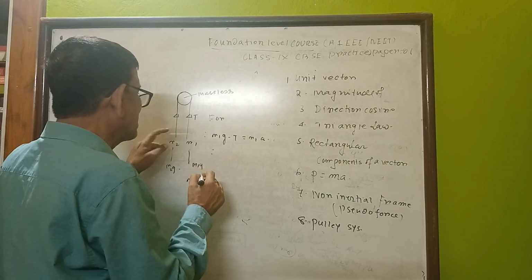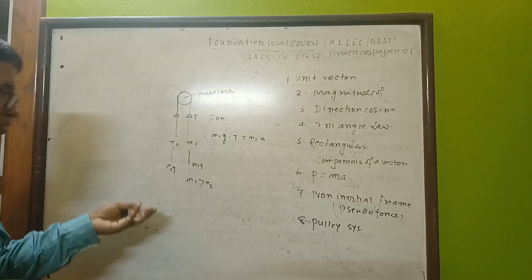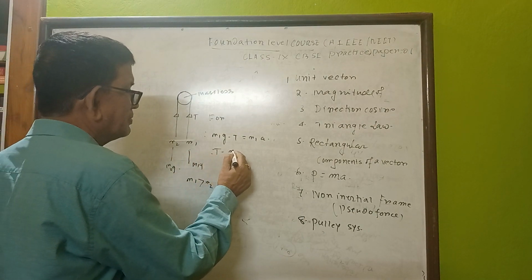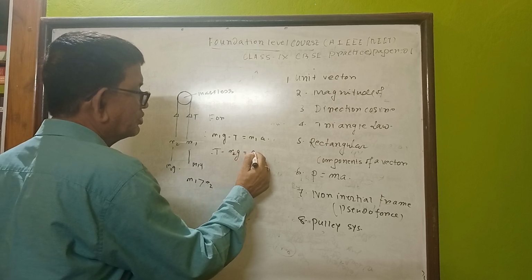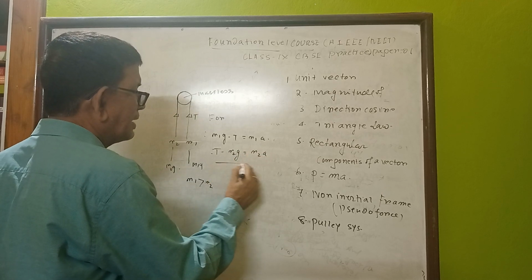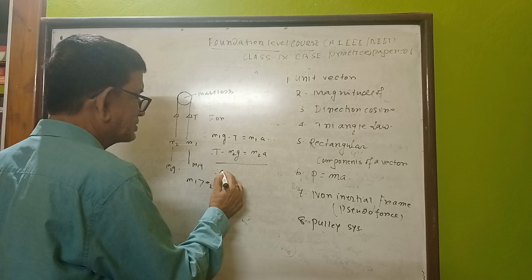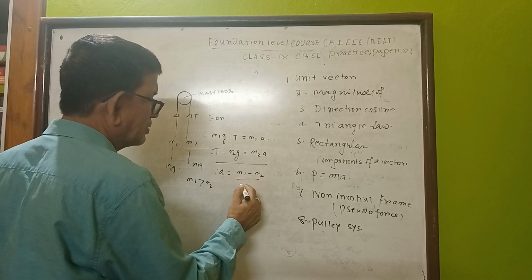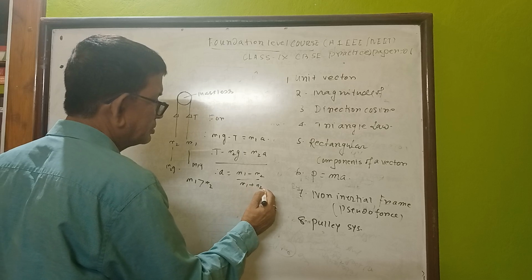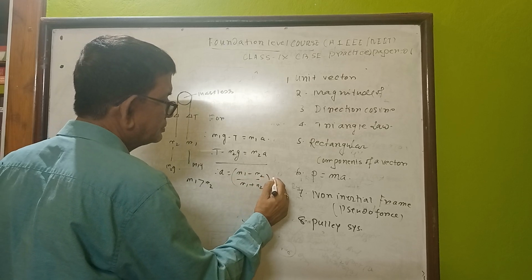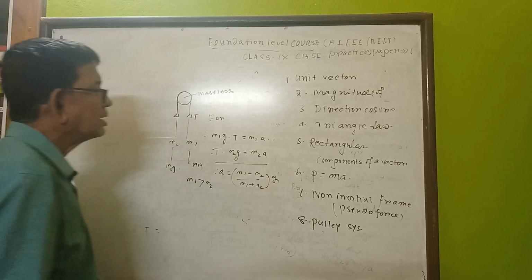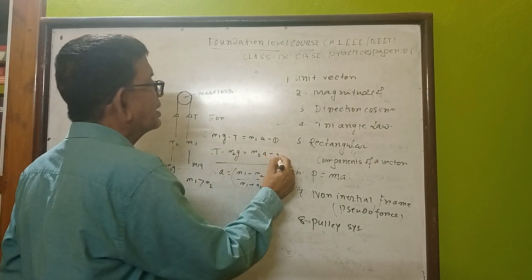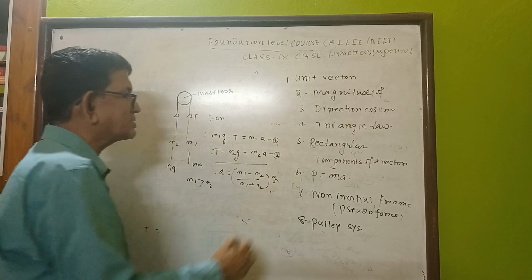Similarly, for the second one, tension is lifting the body upward. So we get T minus M2G equal to M2A. If you add, then the acceleration comes out as (M1 minus M2) by (M1 plus M2), into G. Clear?